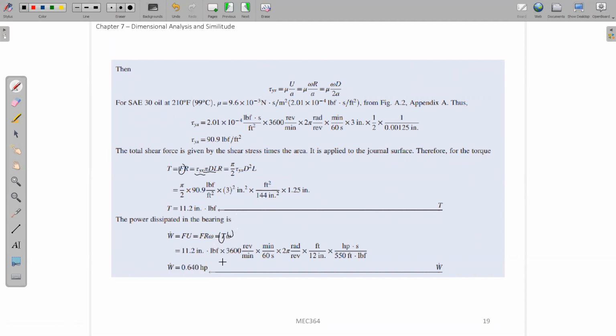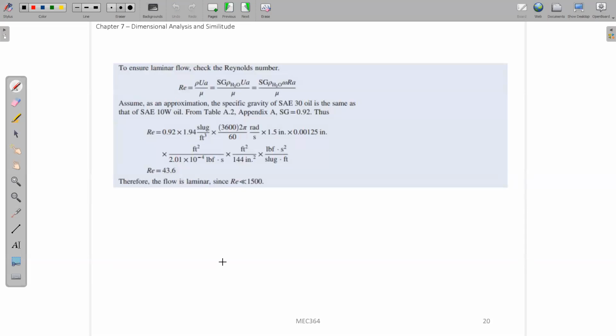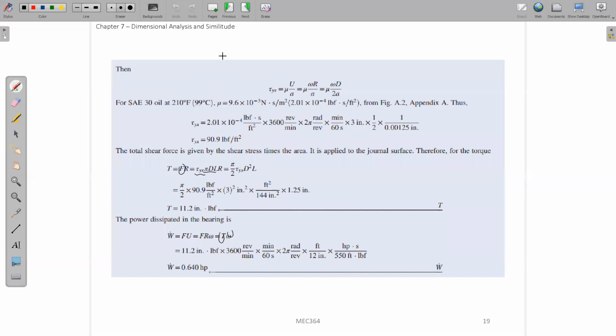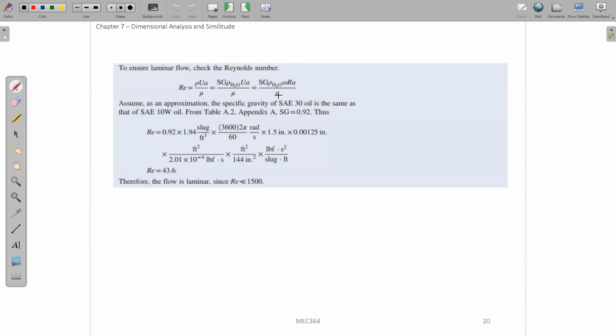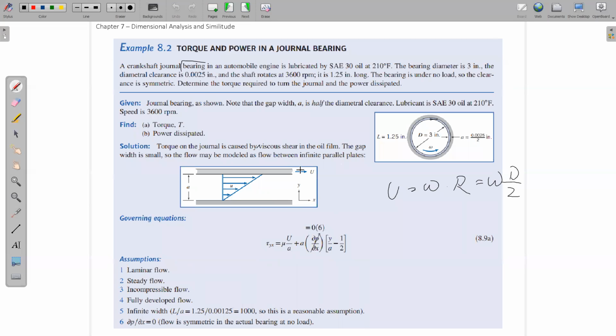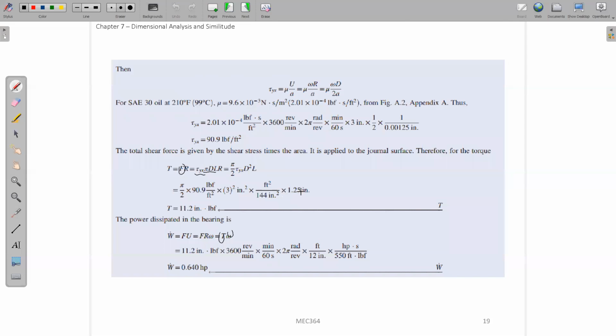Okay. And so we finish this example problem. And again, you can also try to verify whether or not the flow is laminar, right? You can try to calculate the average velocity u, and you substitute the things here. You find that the Reynolds number is only 43.6. It's a very small value, so you know that the flow is laminar. So that means that the equation we use here is valid. Okay. And so this is one example problem.